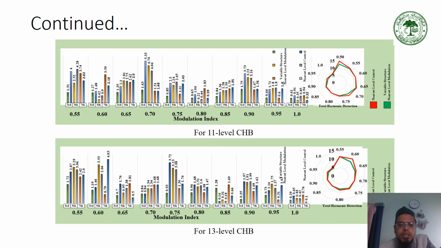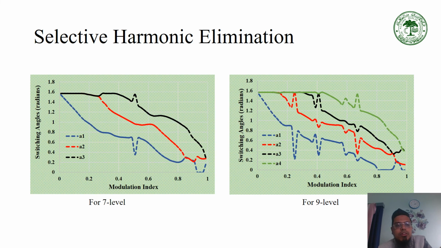Okay, and a similar trend is seen for 11 and 13 level. So we have done studies for 7, 9, 11 and 13, and we have concluded that variable structure nearest level control is a better option to go for as a low level modulation scheme compared to nearest level control, and even with selective harmonic elimination. We have done studies with selective harmonic elimination also.